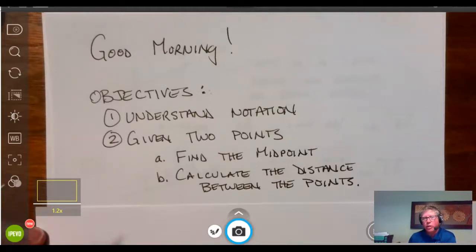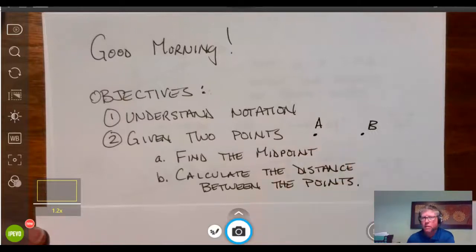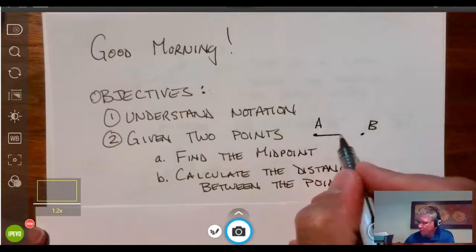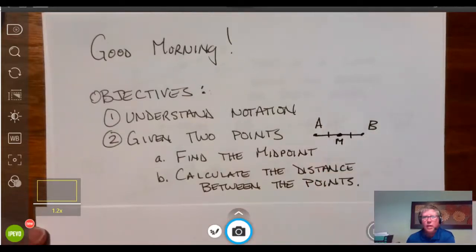Today, your goal is to walk out of this class. If I give you 2 points, A and B, there's two things I want you to be able to find. I want you to be able to find the midpoint, and I also want you to find the distance from A to B. That's it. Maybe you've seen this already.